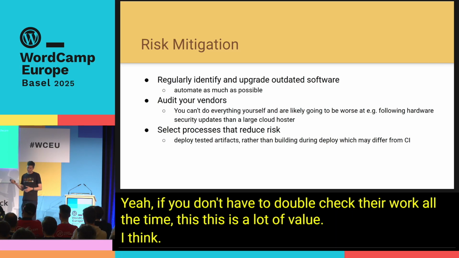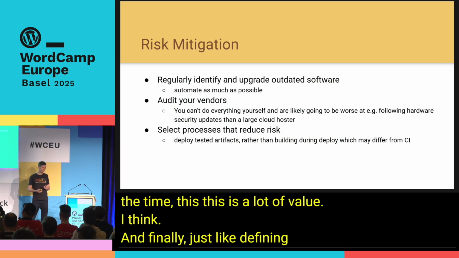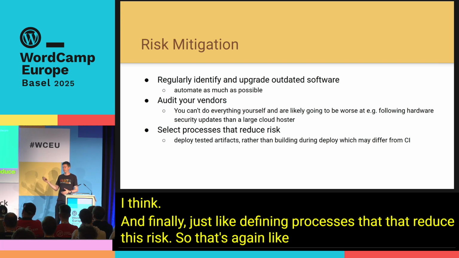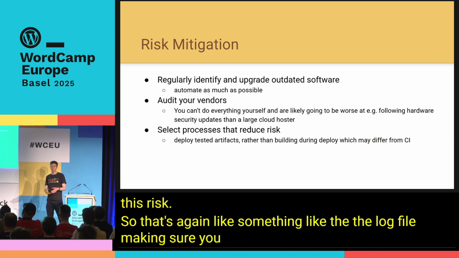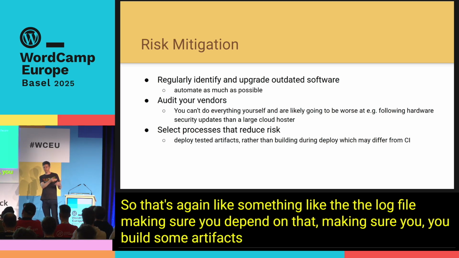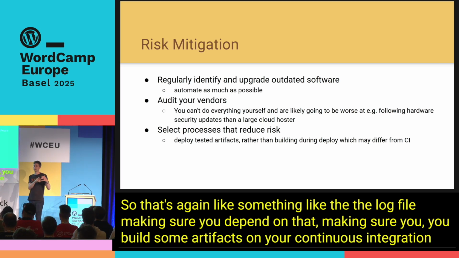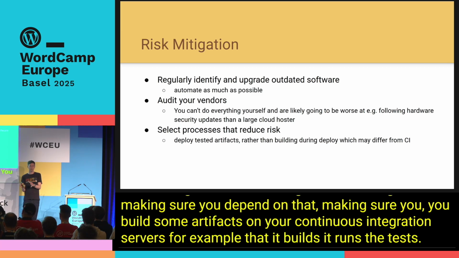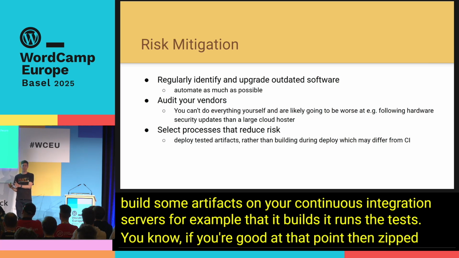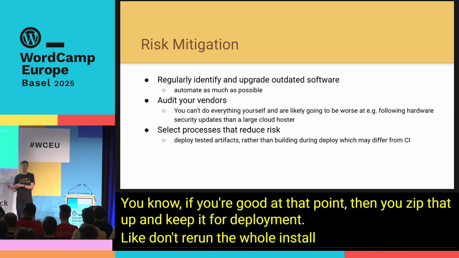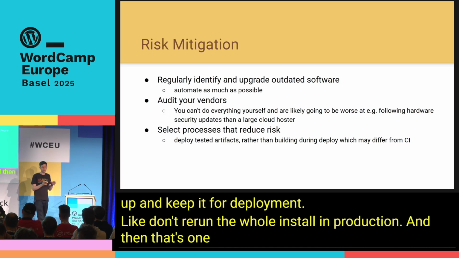And finally, defining processes that reduce this risk. So that's again something like the lock file, making sure you depend on that, making sure you build some artifacts on your continuous integration servers, for example, where it builds and runs the tests. If you're good at that point, then you zip that up and keep it for deployment. Don't rerun the whole install in production, and then that's one less chance of something going bad, right?